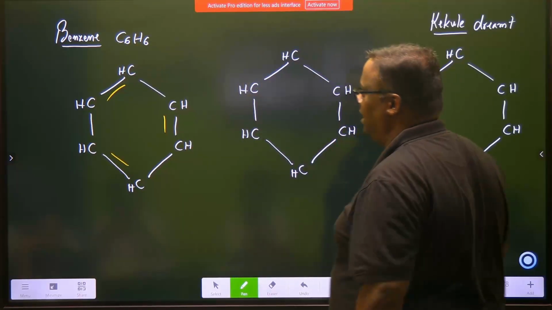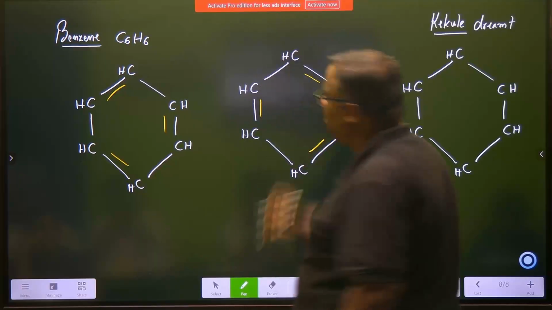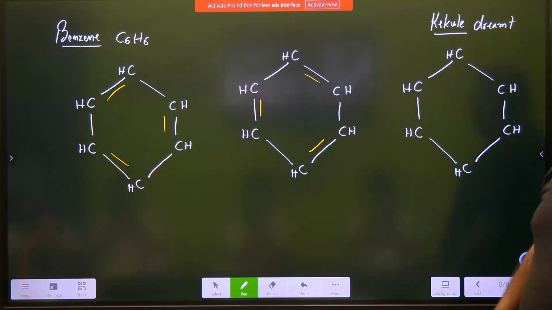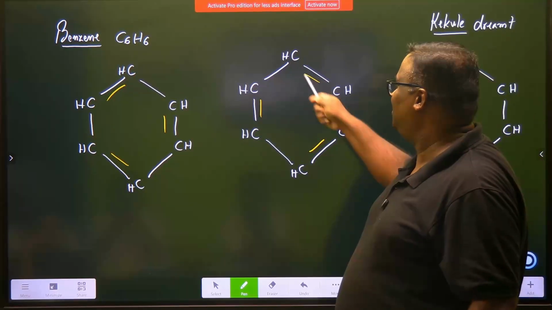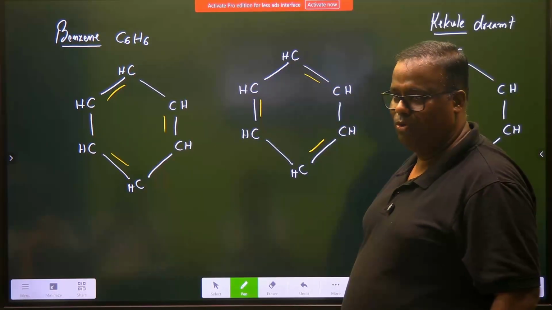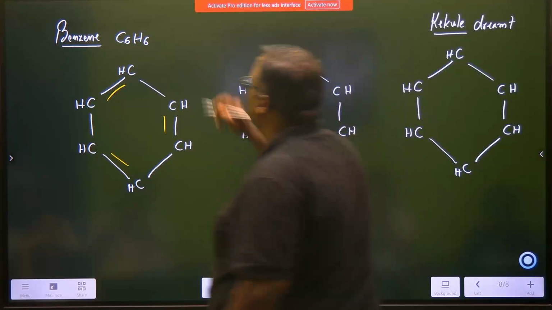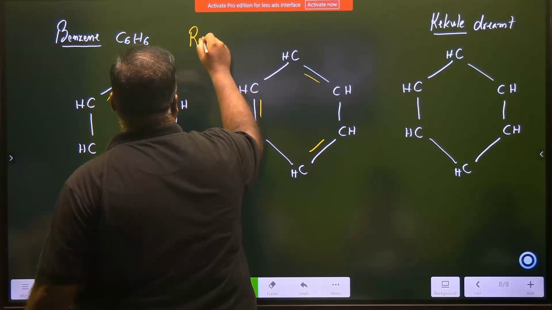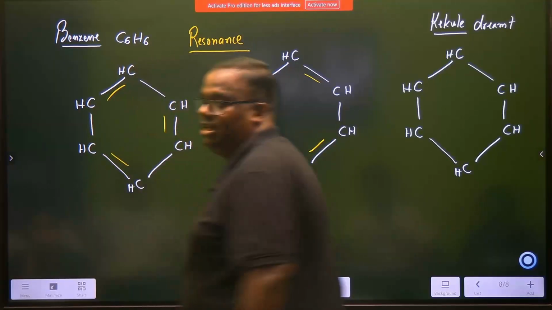Then somebody said, oh my dear, the structure can be this also. Just see the valencies now. 1, 2, 3, 4 satisfied. 1, 2, 3, 4. Which is the structure of benzene? This phenomenon is known as resonance. ये भी आप पढ़ोगे in grade 11.